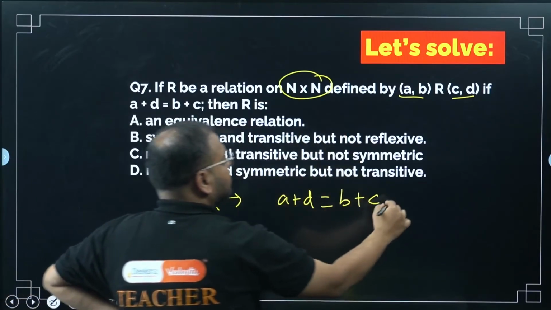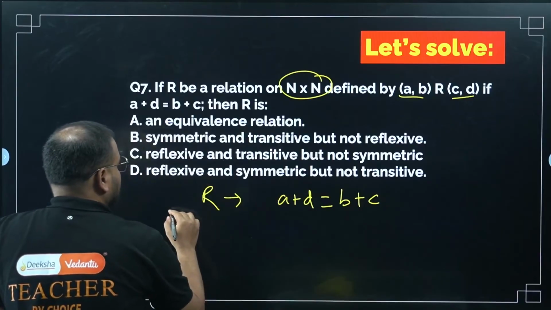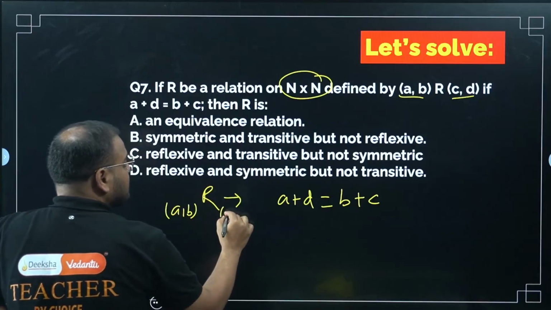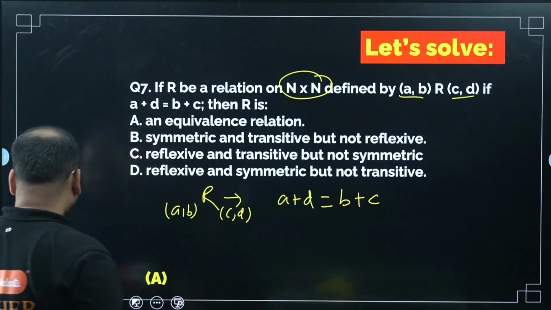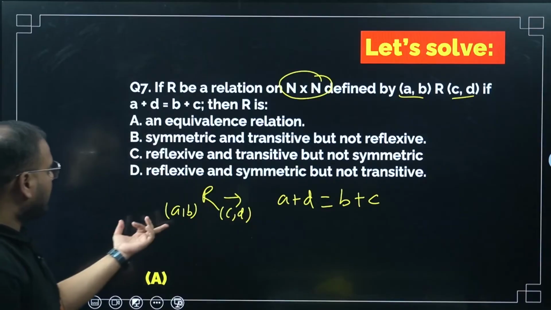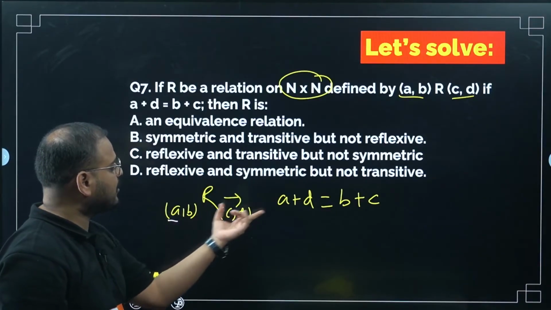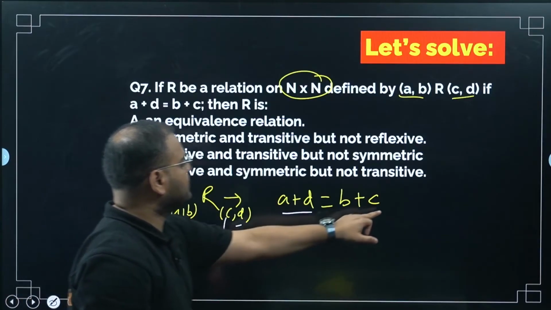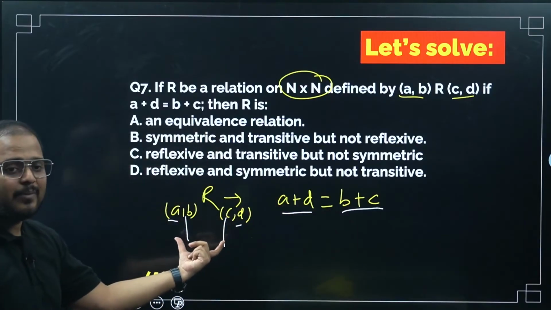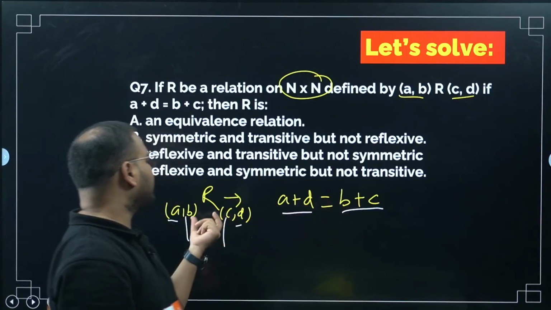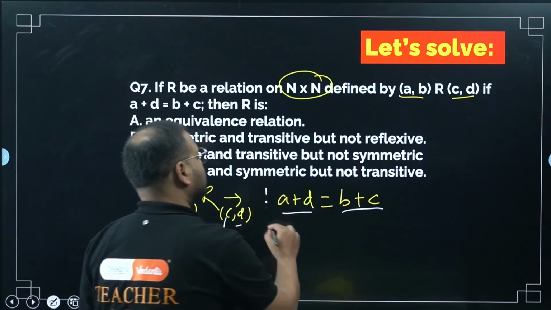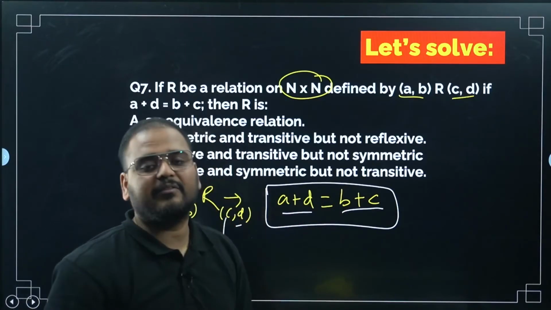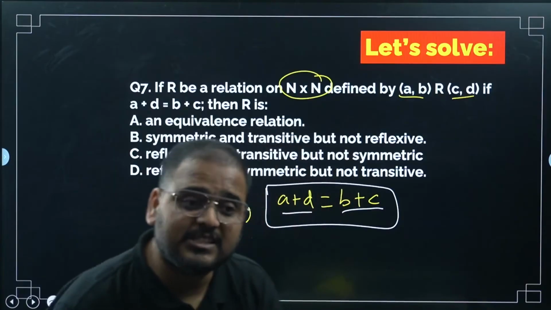When it is like this, A comma B, R, C comma D, if you see carefully, there is an order here: A outermost and D outermost. So A plus D, B plus C. First we add the outermost elements and then we add the innermost elements in this order. This is my relation. What do you have to check? We have to check whether it is symmetric, reflexive and transitive or not.